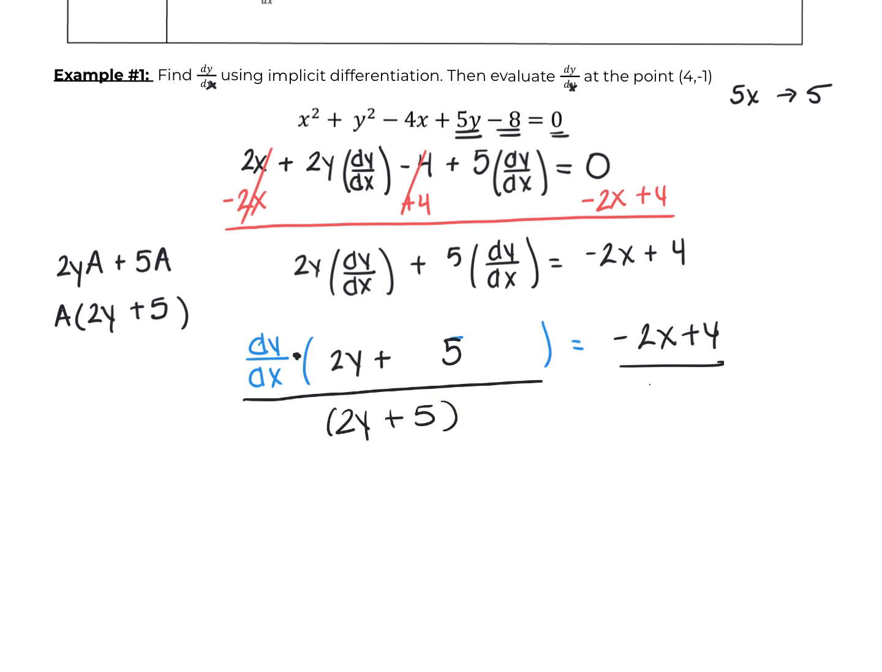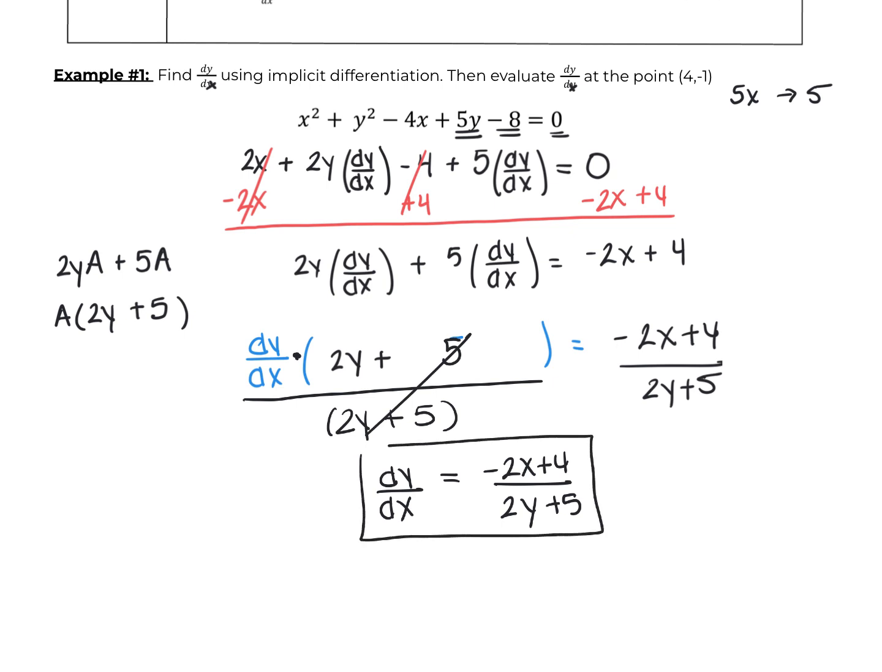You don't need the parentheses. So dy/dx equals negative 2x plus 4 over 2y plus 5. So that is my derivative. Now you'll notice, because the original function was given in terms of x and y, your derivative is given in terms of x and y.